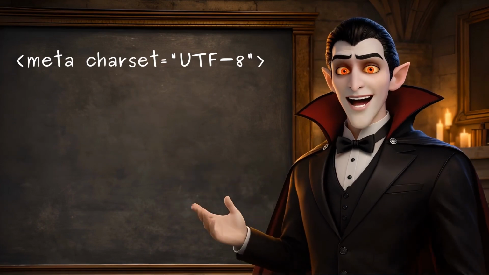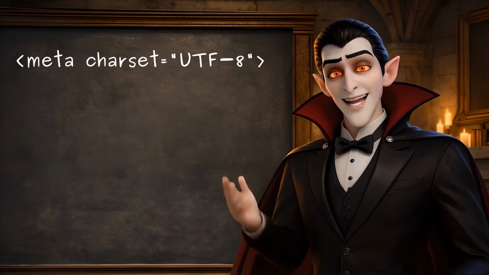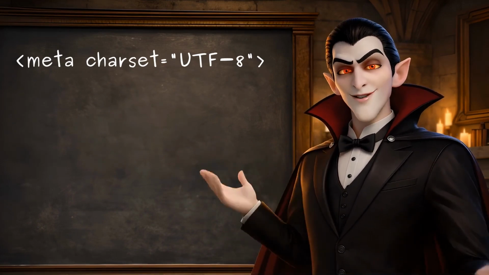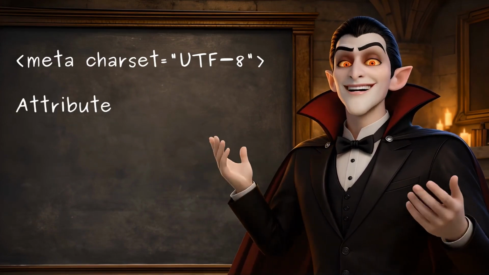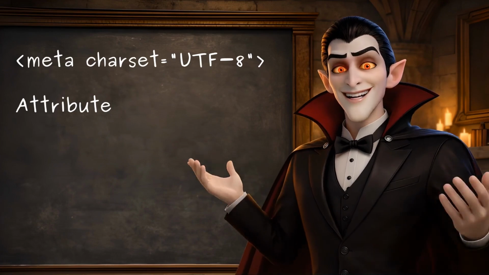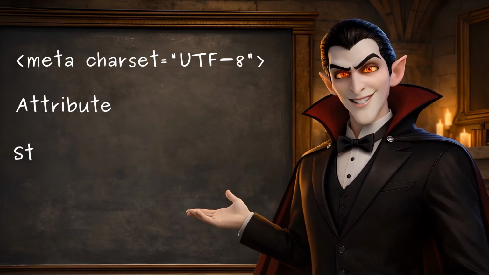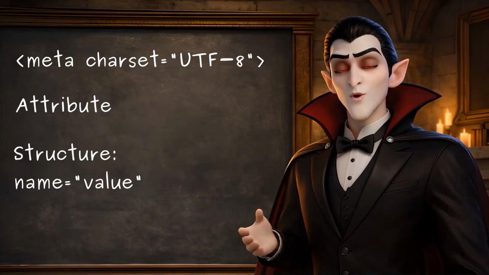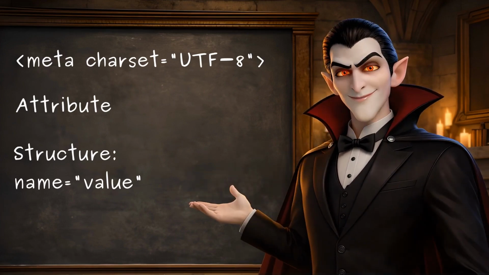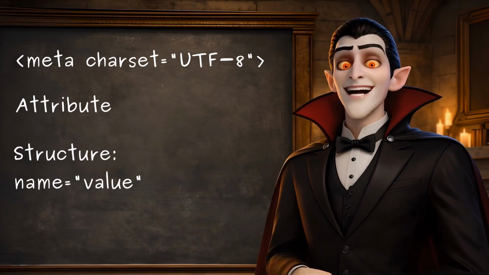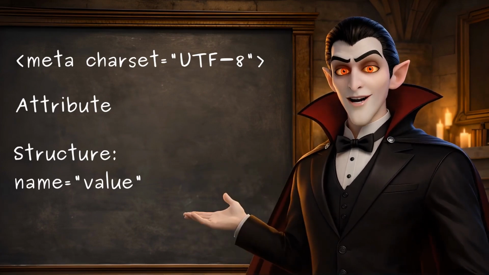Inside the opening tag of an HTML element, we can place extra information. That extra information is called an attribute. An attribute follows this structure. Name equals value. Notice something important. The value is inside double quotes, always.